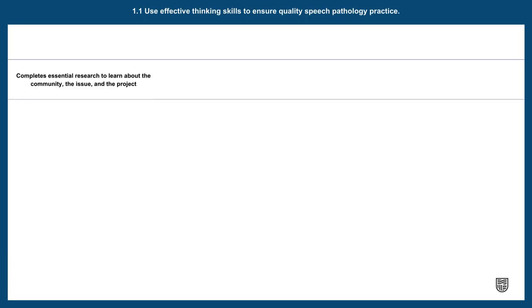To break it down, I've chosen 3 core actions where the student needs to demonstrate the use of effective thinking skills for quality speech pathology practice. Complete essential research to learn about the community, the issue, and the project. Well, how do they do that?